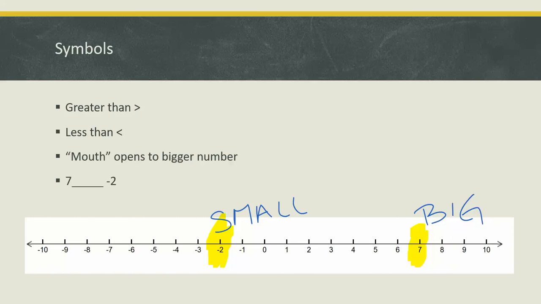Let's put in our symbol. Our mouth is going to open to the bigger number. Well, 7 is my big number. So 7 is greater than negative 2.